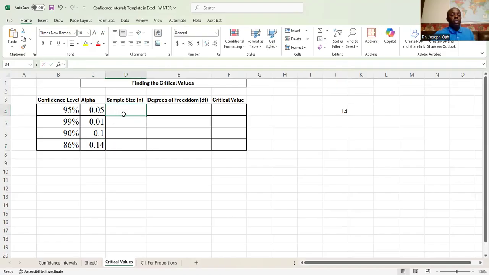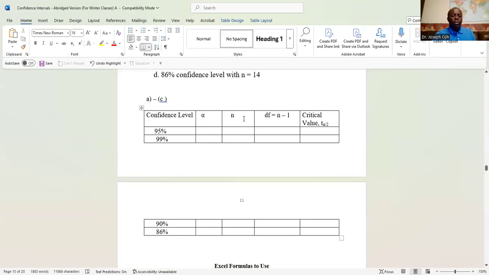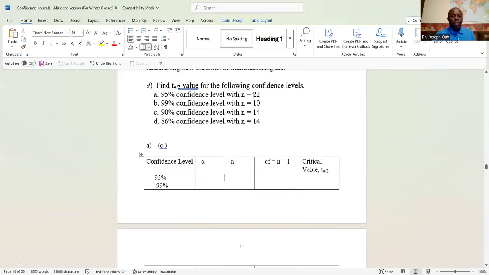Now, for the sample sizes, I'll have it here. For the sample size, we have, for 95%, 22. So 22, 14.